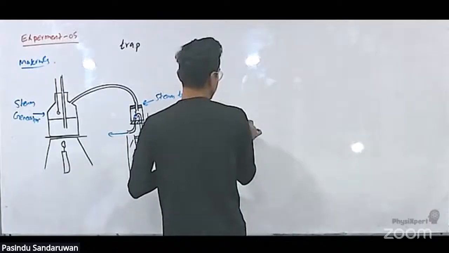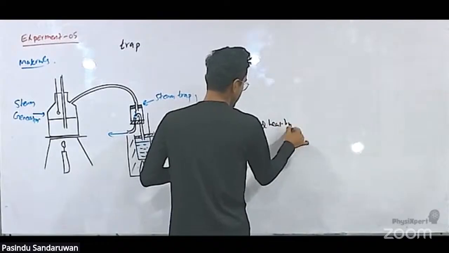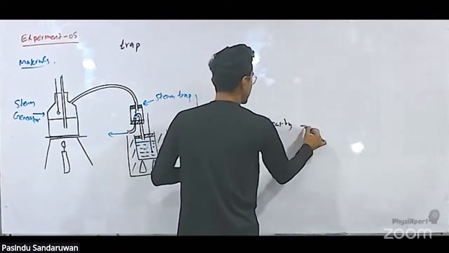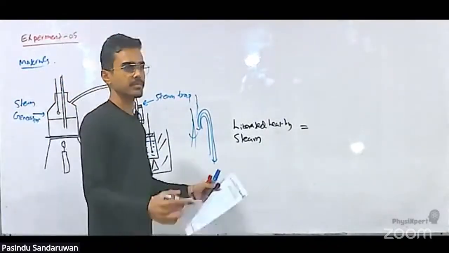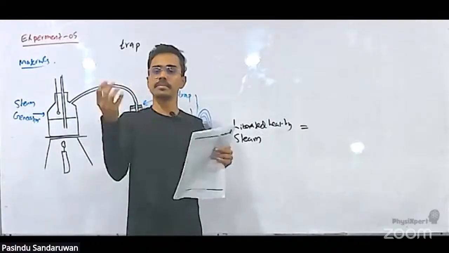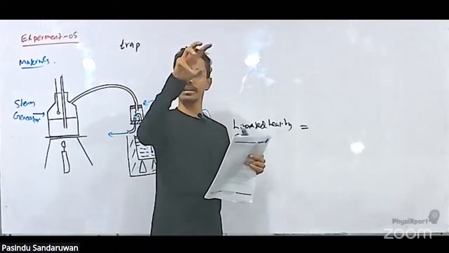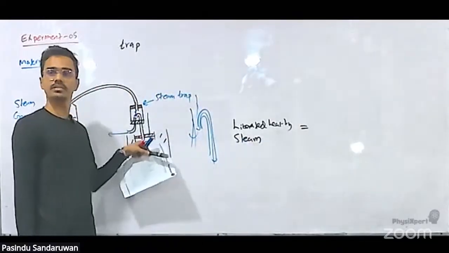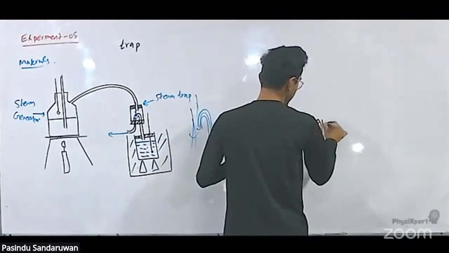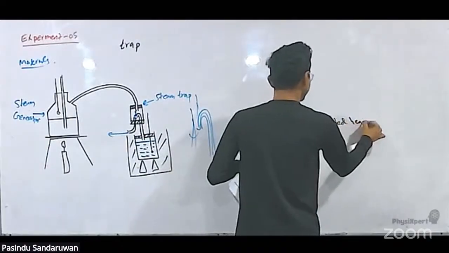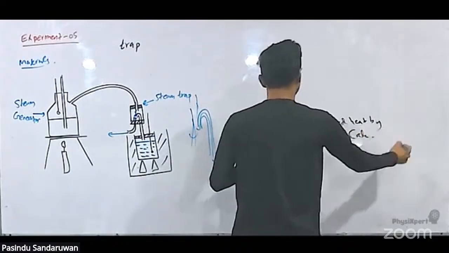Right? Let me write the readings as follows. Then liberated heat by steam is equal to who is absorbing heat? Water and calorimeter, right? The method is simple, the logic is simple. Heat comes from the steam. Steam liberates heat, right? That liberated heat is absorbed by water and calorimeter here. Then absorbed heat by water plus calorimeter.